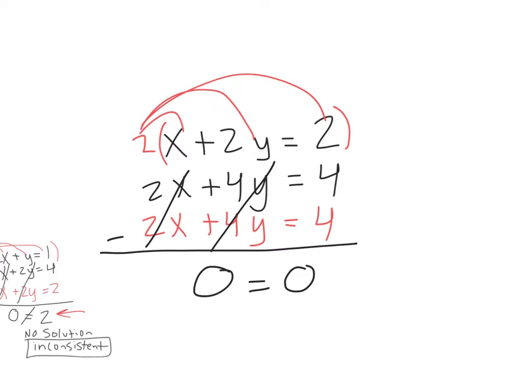I don't have any variables. My variables canceled out again. But you'll see that what I'm left with is actually a true statement. This is true, right? 0 does equal 0. And since 0 does equal 0, that means that we actually have infinite solutions here.